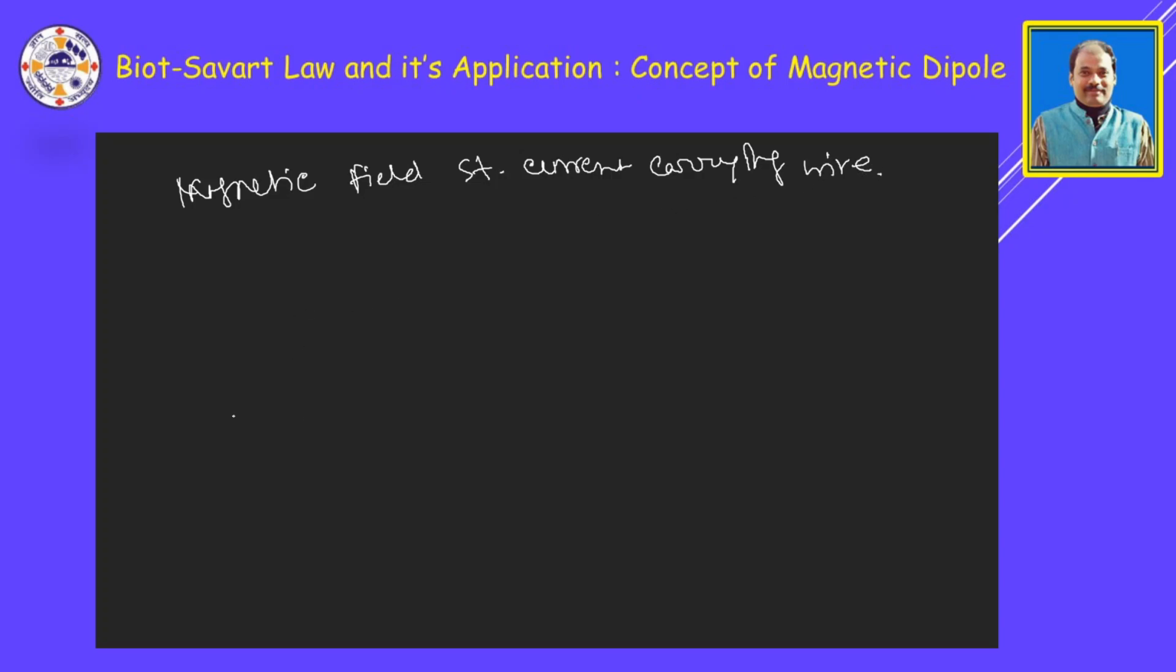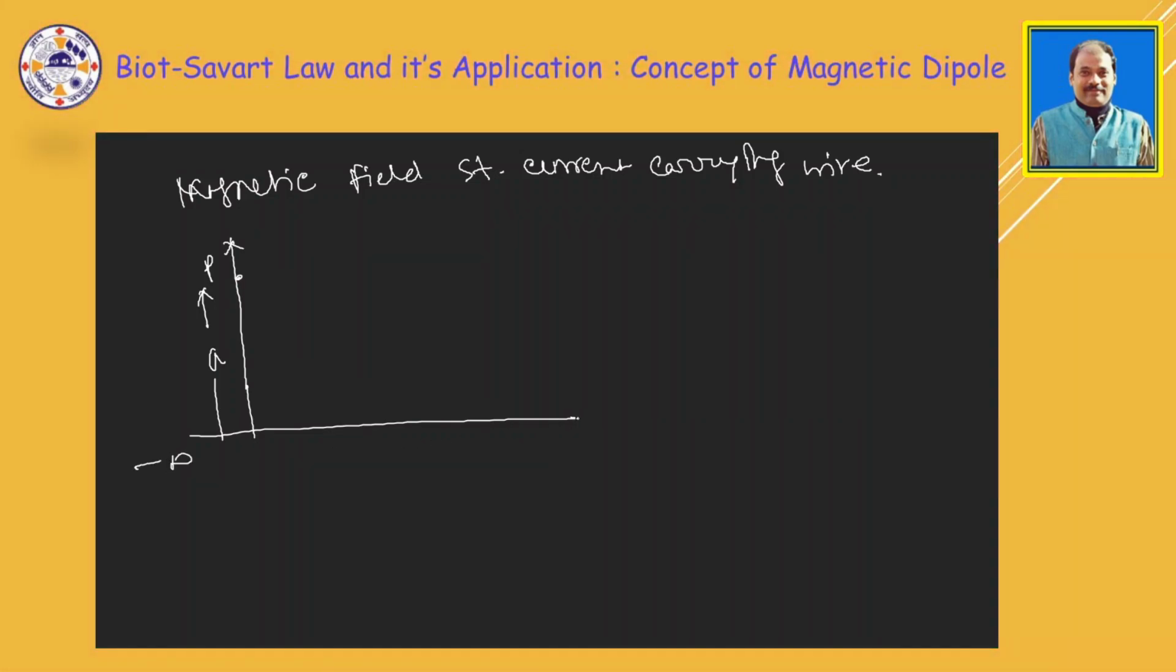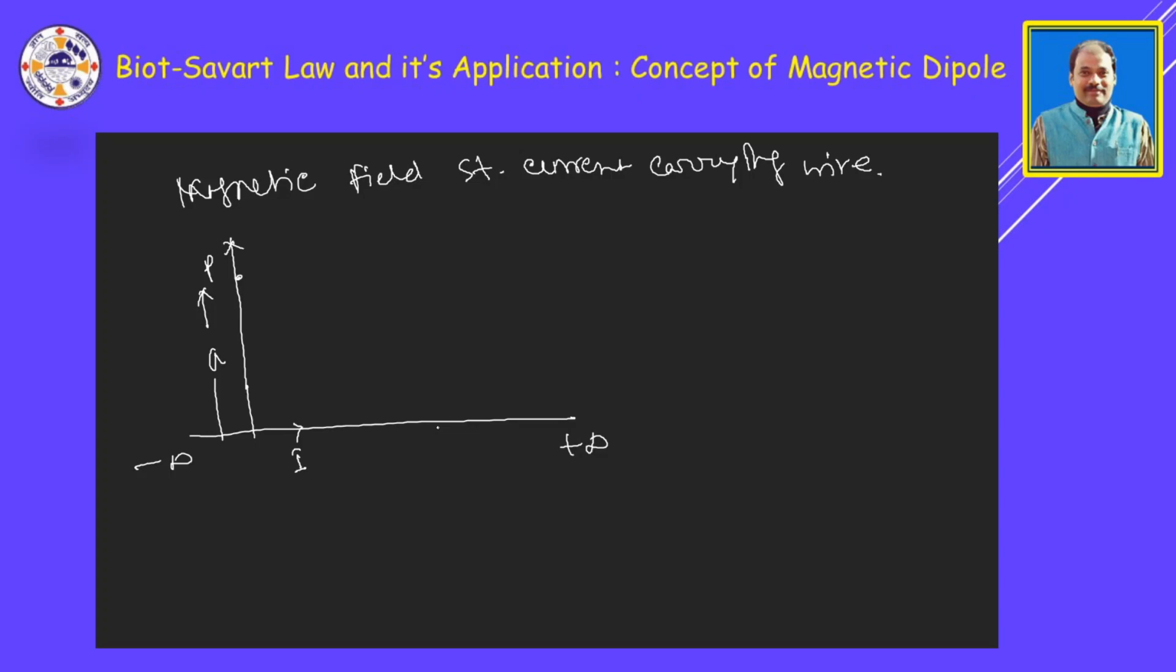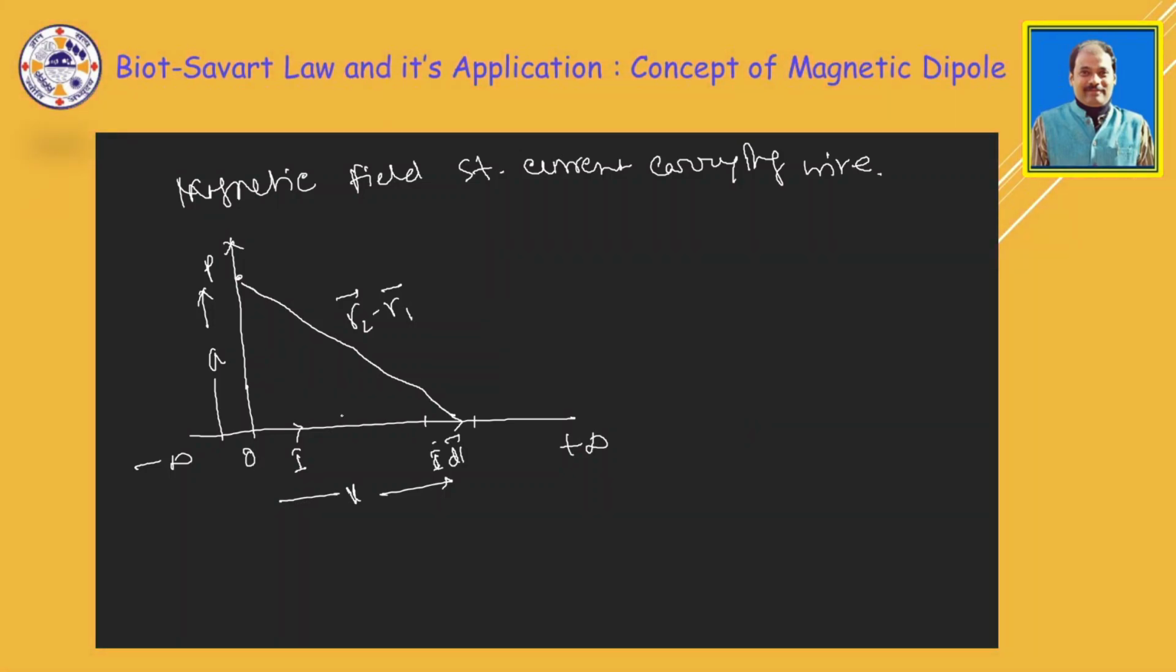I am just drawing a simple figure here. I am considering the field point is along y-axis. Say it is the field point P, which is at a distance a from the x-axis, and the current element extends from minus infinity to plus infinity, and a constant current I flows through this wire. So at first I will consider a current element IDL. The distance of the field point P from this current element is R2 minus R1, and the current element is at a distance x from the origin O.